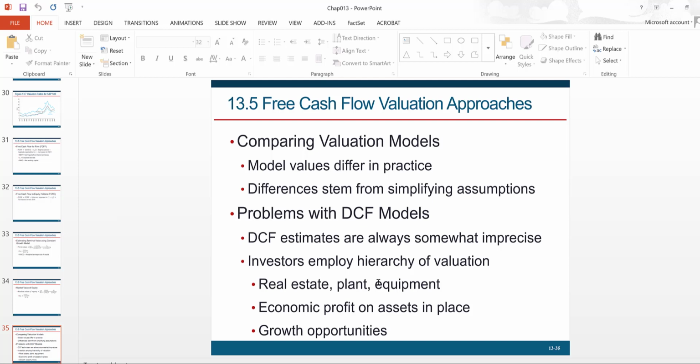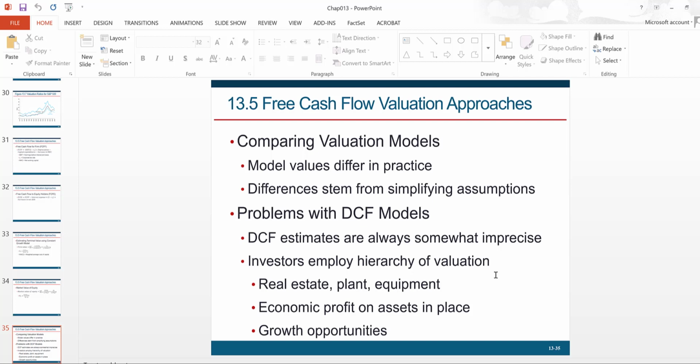Sometimes people use a hierarchy of valuation, as I've listed here. Some assets like real estate, you already know their market value, so they are easier to put a value on. But other assets like intangibles, like intellectual property, or the value of growth opportunities, are harder to put a value on, right? So easier assets are valued first, and then more difficult-to-value assets are handled later on in a different way. So that is another way of looking at valuation.